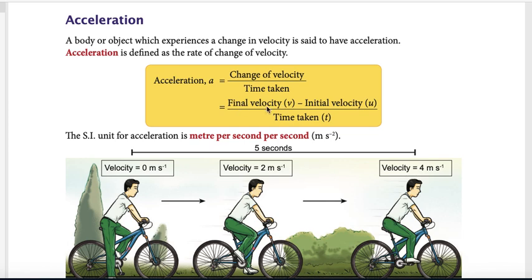If the final velocity is larger compared to the initial velocity, it means that the object is in accelerate movement. Jika laju akhir adalah lebih besar berbanding dengan nilai laju awal, berarti objek itu sedang memecut, sedang mengalami pecutan. But if the final velocity is smaller compared to the initial velocity, the object is in decelerate movement.